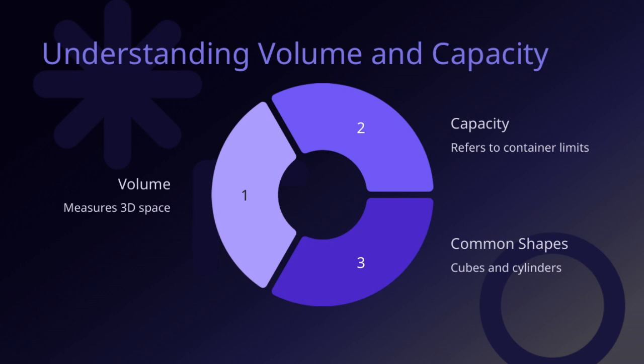Remember, these shapes measure three-dimensional space, which means we're dealing with volume. Volume is a key concept because it tells us how much space an object occupies. Understanding the difference between volume and capacity helps us make better estimates and measurements in real-world situations. In summary, cubes and cylinders are simple yet essential shapes that illustrate how we measure and understand the space inside objects, connecting directly to our broader goal of grasping volume and capacity.